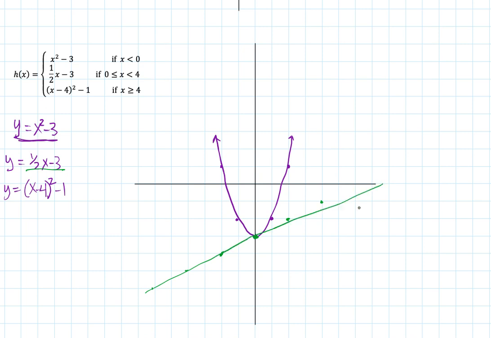Okay, and then in blue, I will do this one. So this is vertex form, which means the vertex of this quadratic is going to be 4, -1. It's also the parent function moved to the right 4 and down 1. So 1, 2, 3, 4, down 1. Yep, that's the vertex.